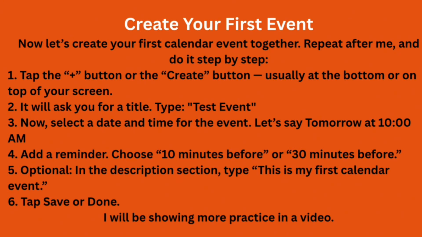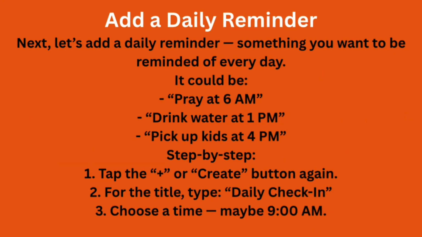Now 3, select a date and time for this event. Let's say tomorrow 10 a.m. 4, add your reminder. Choose 10 minutes before or 30 minutes before. 5, optional. In the description section, type this is the first calendar event. Then 6, tap save or done. I'll be showing you more practice in a video.